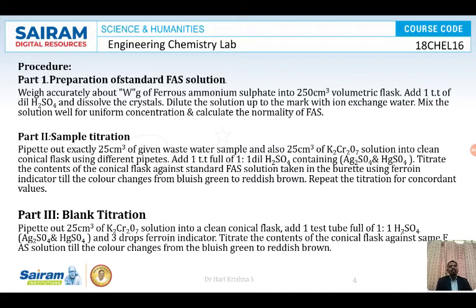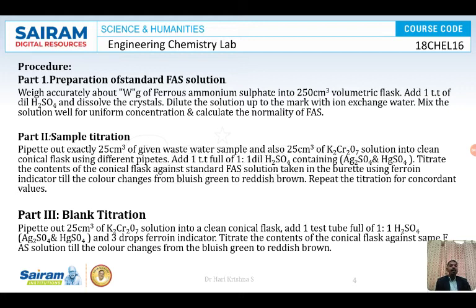Silver sulfate is added as a catalyst, which catalyzes the oxidation of straight chain hydrocarbons. Silver will get precipitated as silver chloride if chloride is present. The silver chloride precipitate will disturb the determination of the end point.